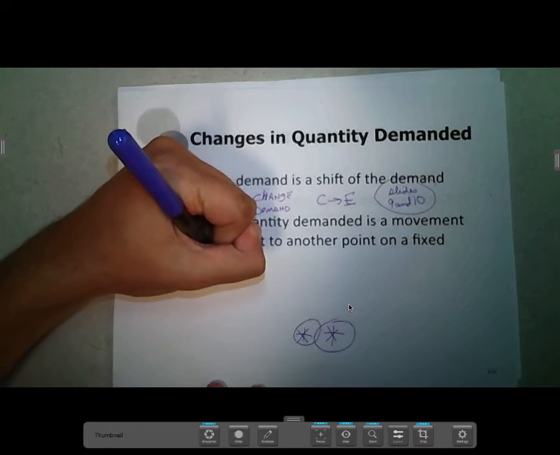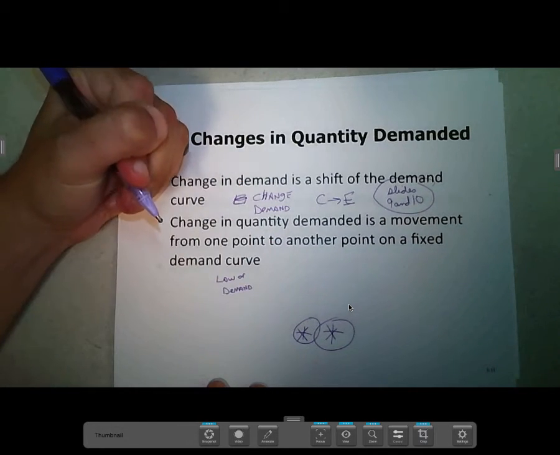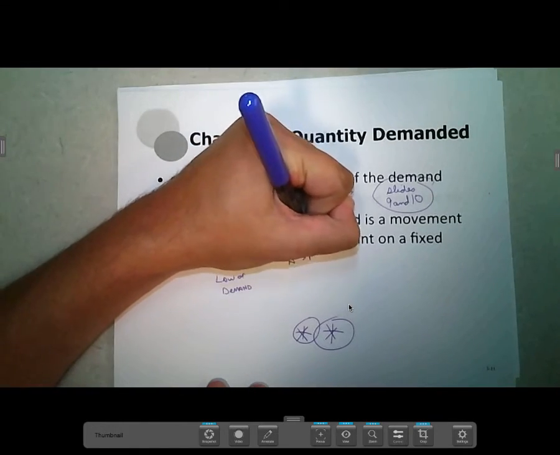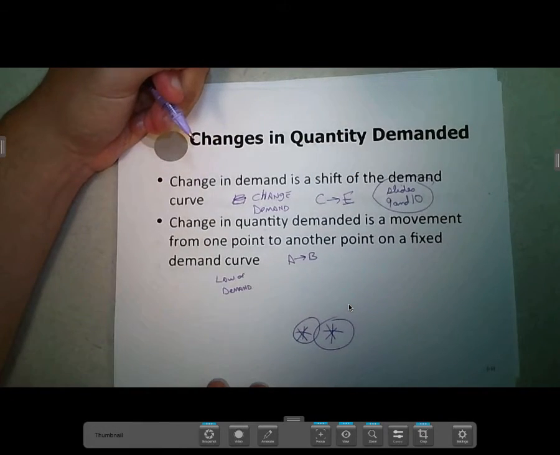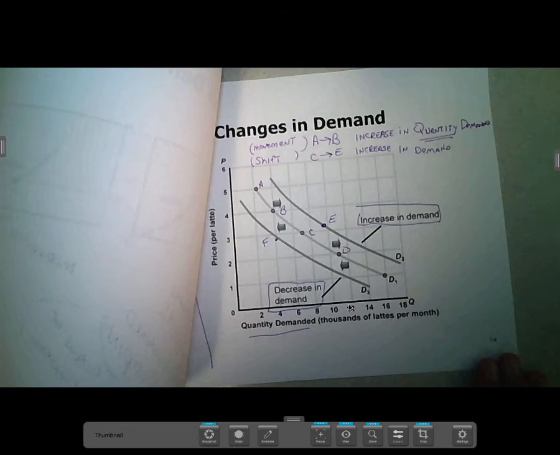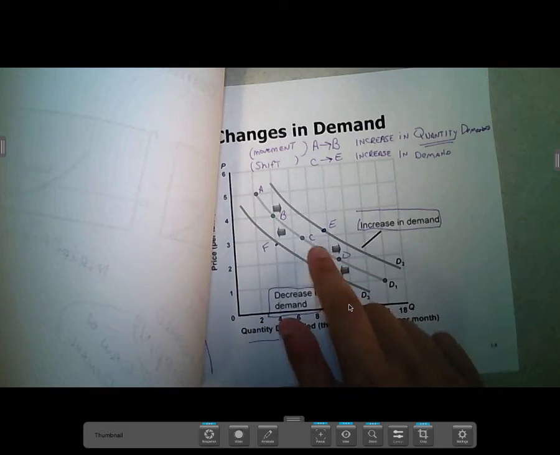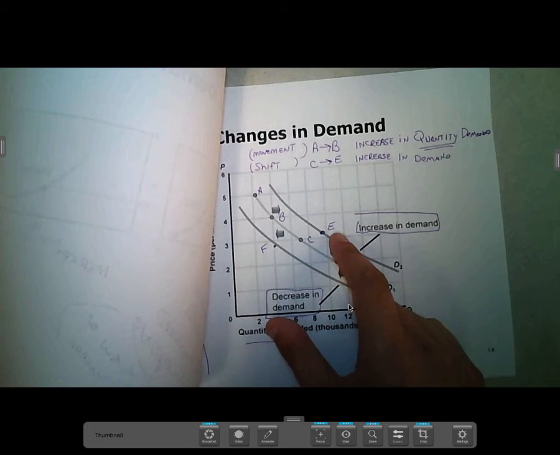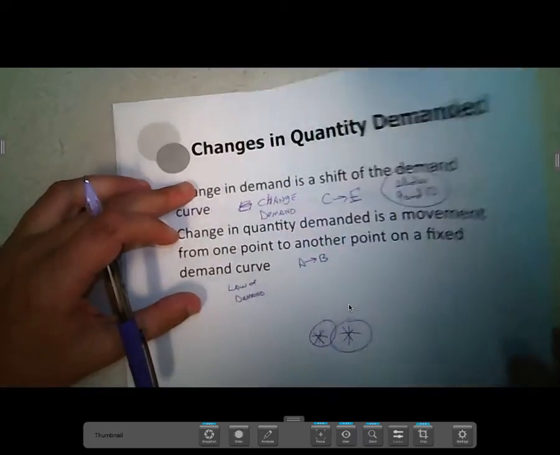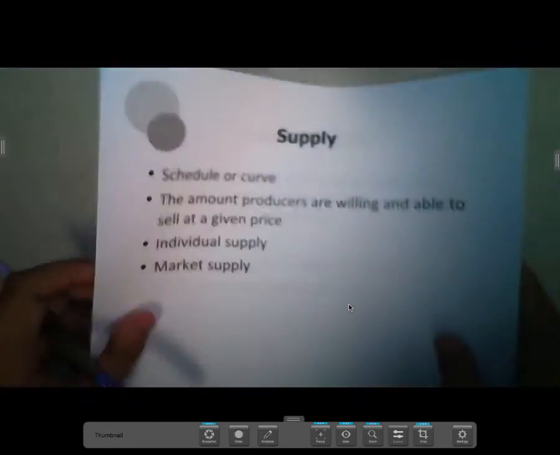Here, this is my law of demand. This is like moving from A to B. If we're talking about what's on slide 8, that's a change in the quantity demanded. This is a change in demand. So that's the demand side of this equation.